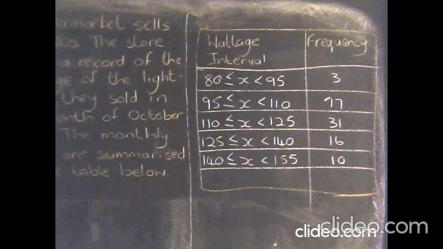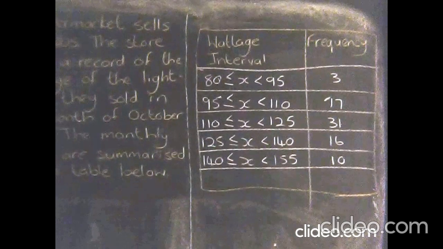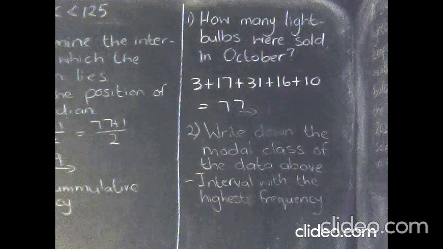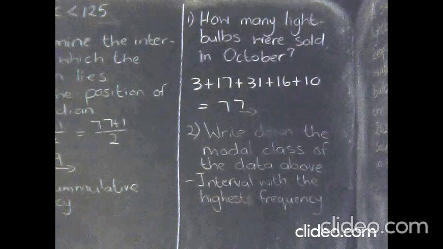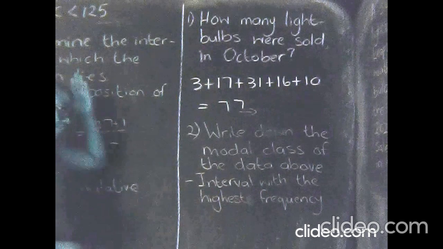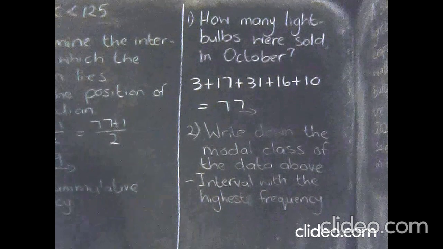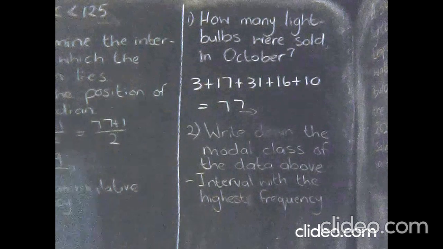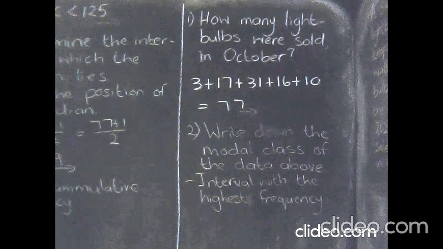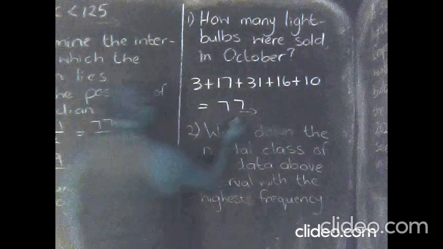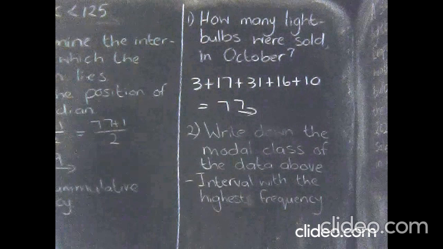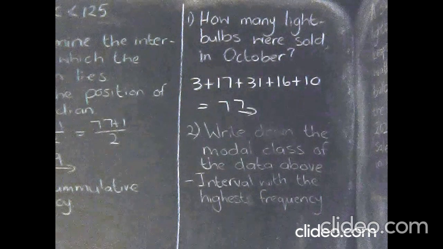So let's look at the first question. The first question is extremely easy. It asks how many light bulbs were sold in October. So we just took the frequency of each one. So 3 plus 17 plus 31 plus 16 plus 10 gives us 77. So the answer to question number 1, for the scenario that we've been given, is that 77 light bulbs were sold.